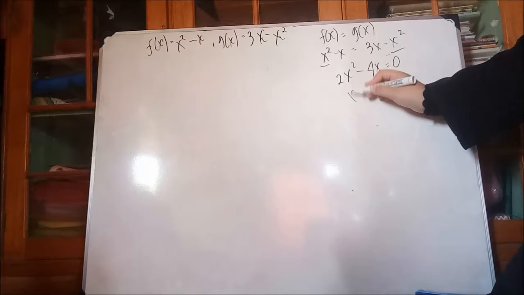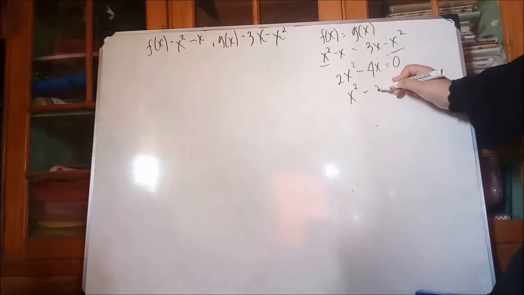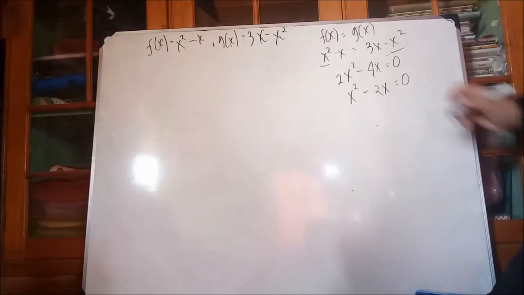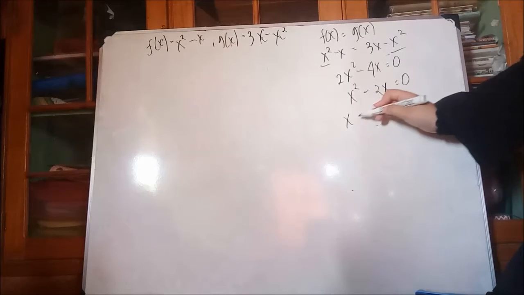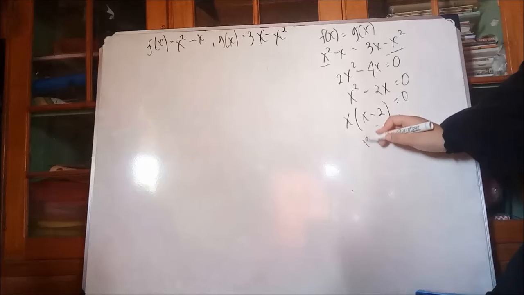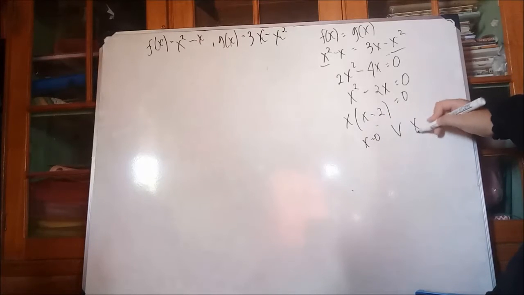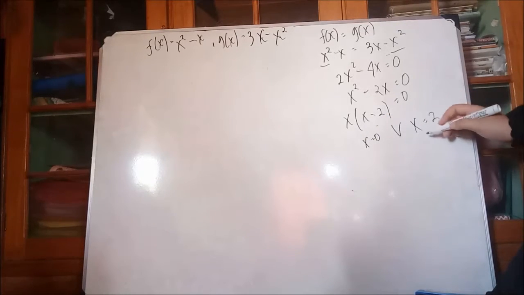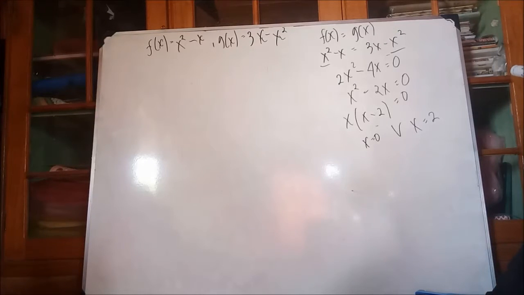And x squared minus 2x equals 0, right? So we have x times (x minus 2) equals 0. So x equals 0 and x equals 2 is the interval. And then for the next step, we can make the graph of these functions.